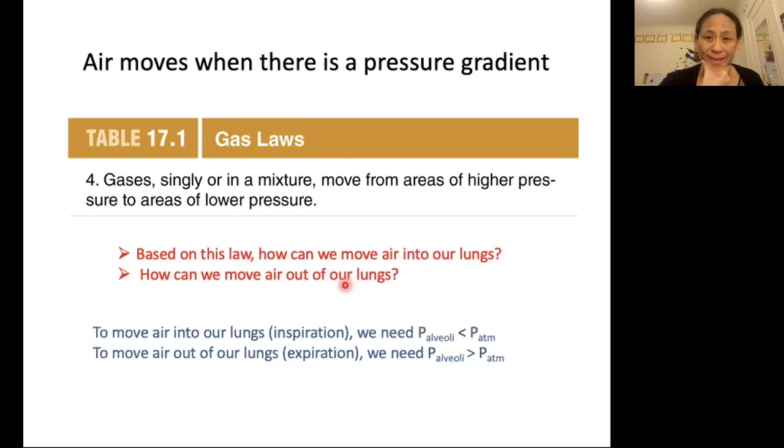Okay, so hopefully you figured out that in order to get air to move into and out of our lungs, we are going to need to create pressure gradients. So in order to move air into our lungs, we need to make the pressure in our alveoli, or inside of our lungs, be less than the pressure in our atmosphere. And then in order to move air out of our lungs, we're going to need the pressure in our alveoli to be greater than the pressure in the atmosphere. That way the air will move out from the inside of our lungs to the atmosphere.